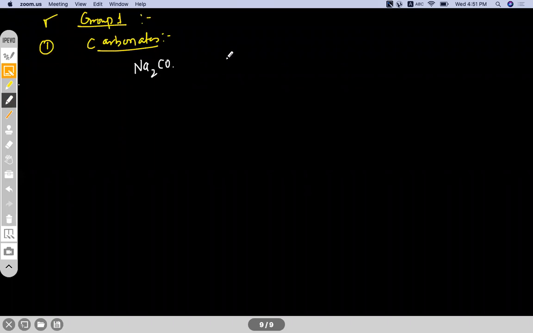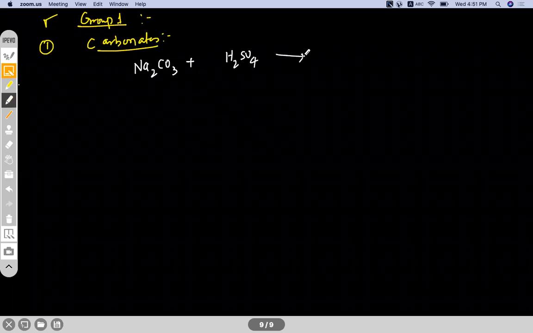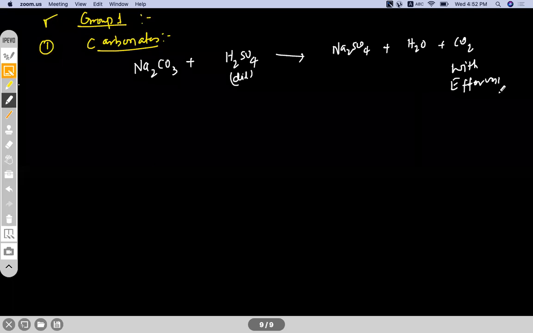Whatever compound we have, Na2CO3, it reacts with H2SO4. Obviously, we must have some carbonate. It reacts with H2SO4, forms Na2SO4. We have dilute H2SO4 here. Do you remember that? We have Na2SO4, then H2O, and then CO2. This is the reaction we have. CO2 evolves here with effervescence, and that confirms the presence of carbonate ion in the mixture.